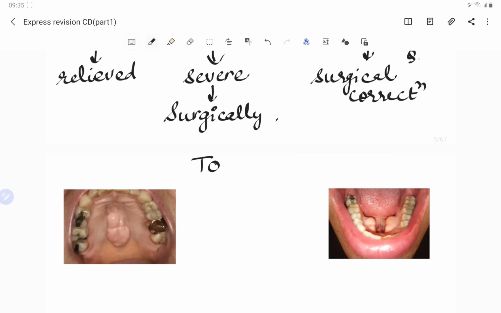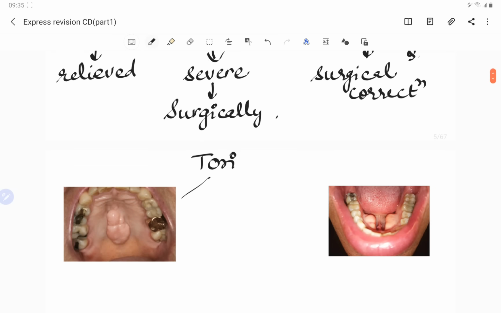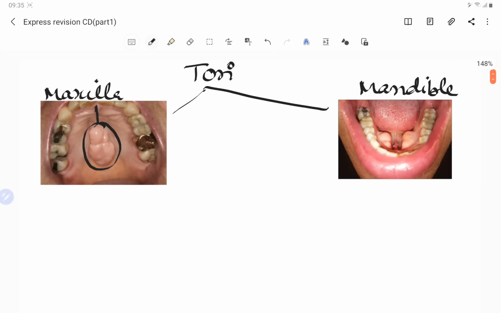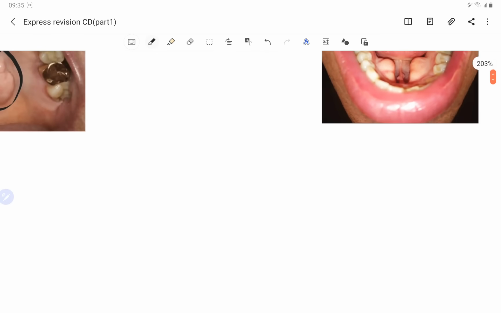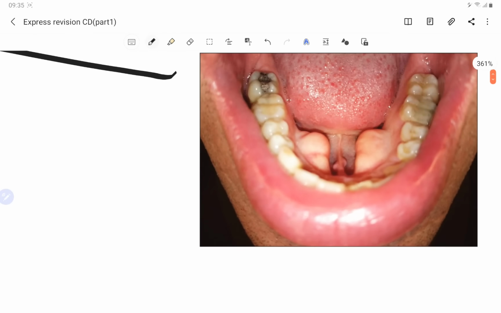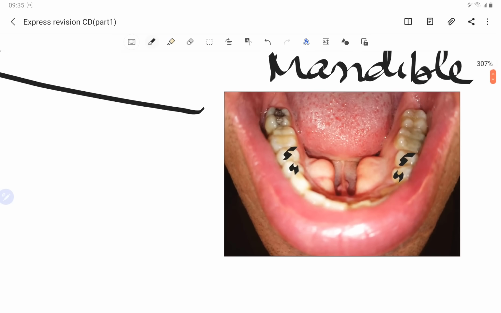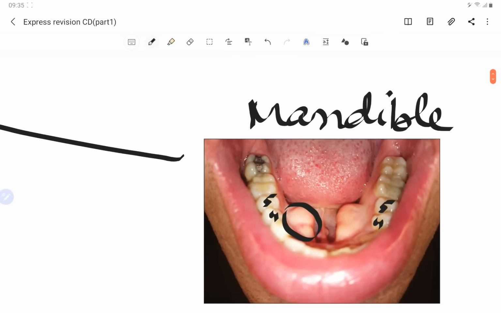Now talking about tori. Tori is a bony swelling which can be in the maxilla or in the mandible. If it is present in the maxilla, it is going to be in the midline of the hard palate. And if you look at the mandible, it is going to be present between 4 and 5, so in the premolar area.